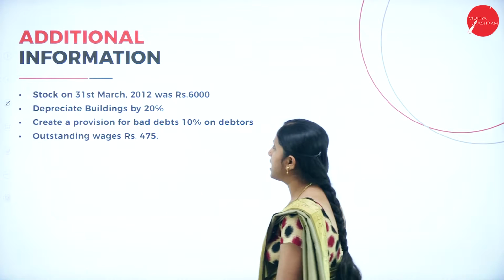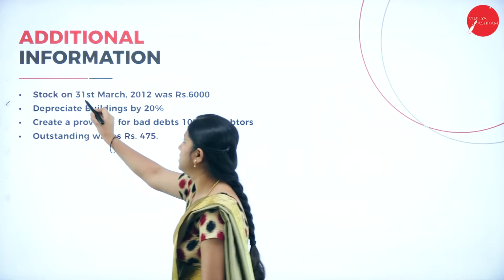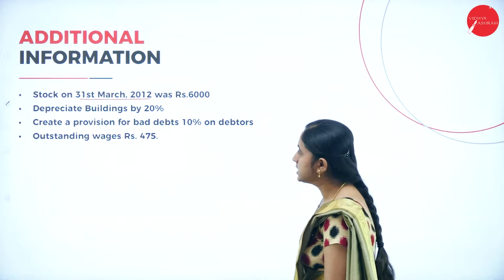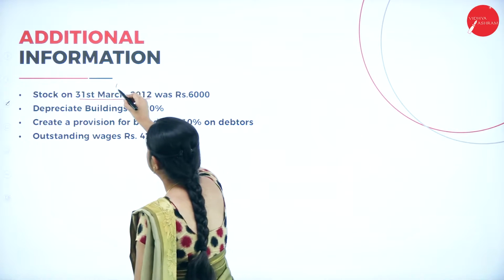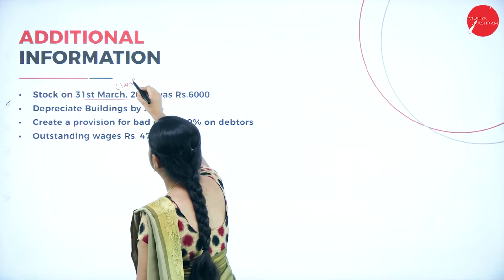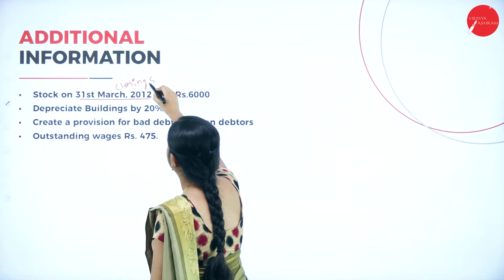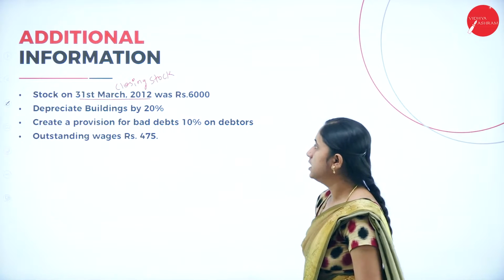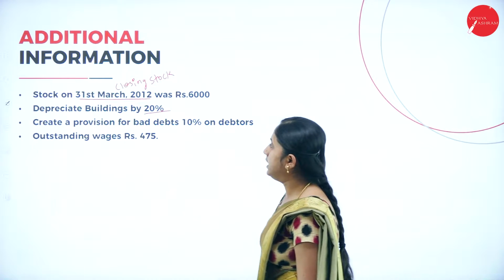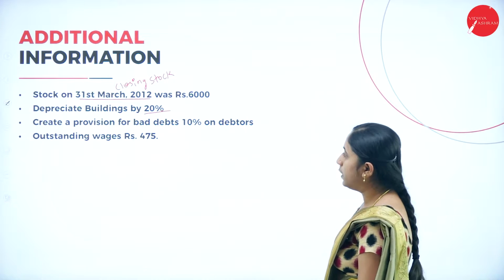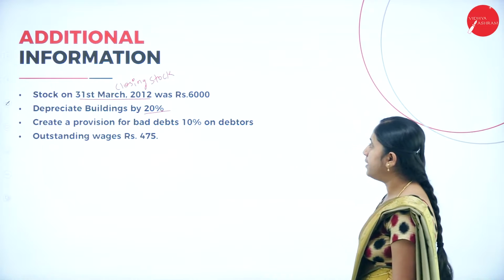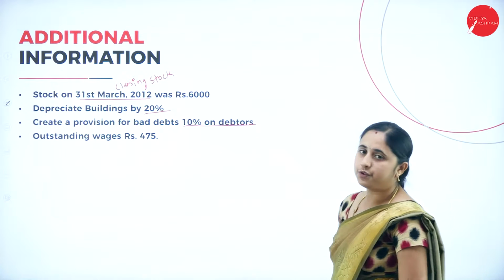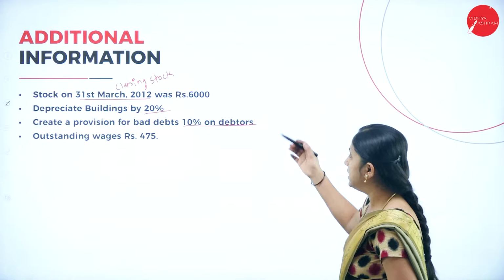Stock on 31st March 2012. 31st March means closing stock. Closing stock rupees 6,000. Then depreciate building by 20%. Depreciation for the building 20%. Create provision for bad debts 10% on debtors. That means provision for bad debts 10% on debtors.